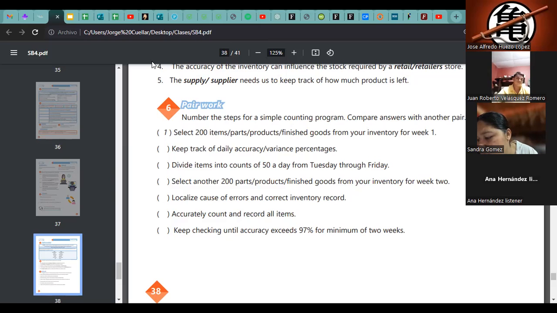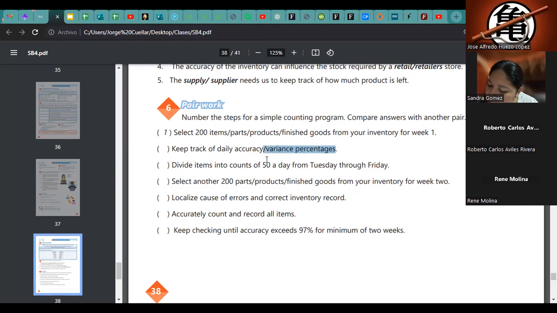Let's check some vocabulary here, just to check if everybody has checked out. Variance percentage. What is variance percentages? Variación porcentual. Very good. Perfect. And let's see another. What is finished goods?